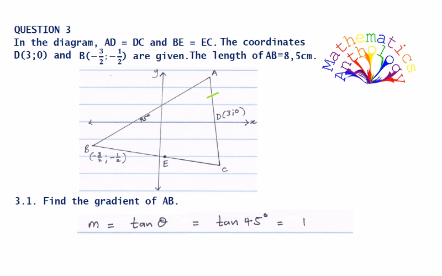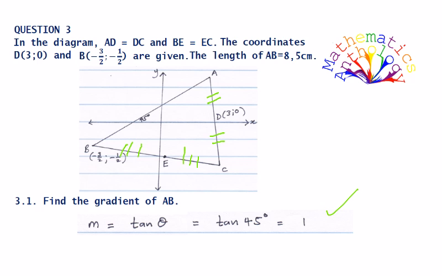Okay, question 3. In the diagram, AD is equal to DC, BE is equal to EC. The coordinates of D are (3, 0), and B is (-3/2, -1/2). The length of AB is equal to 8,5 centimeters. Find the gradient of AB.